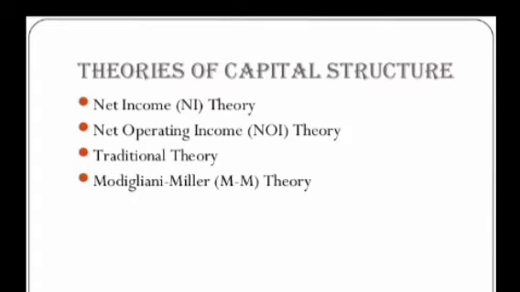What is the value here? The value is equal to EBIT by KC. EBIT is the earnings before interest and tax, and KC is the cost of capital. In the net operating income approach, it is opposite to the net income approach especially. So I am not saying much about this capital structure theory.